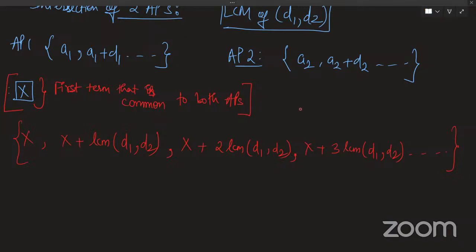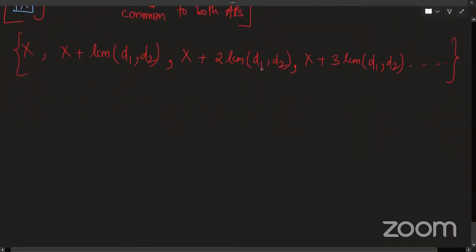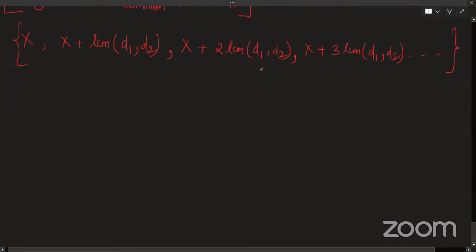I guess someone had asked about D1 multiplied by D2, right? So now you get that D1 multiplied by D2 is not necessarily the LCM of D1 and D2, because if D2 or D1 are multiples of each other, then the LCM will not necessarily be the multiplication. Fine. So you get this thing, right? Yes, sir.